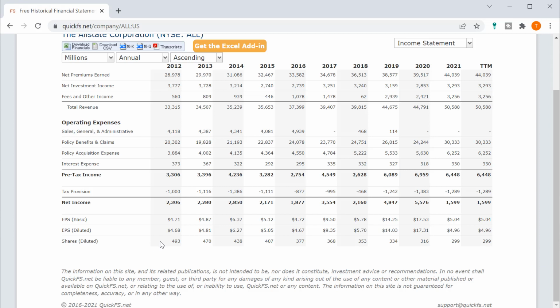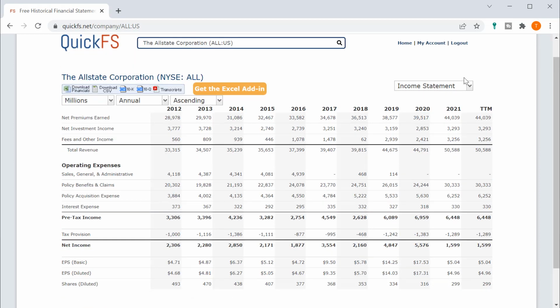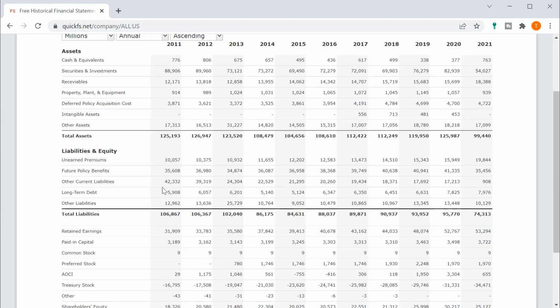The thing that immediately leaps out here is the diluted shares have crashed. It's gone from 493 million shares outstanding diluted to 299. So they've been buying back copious amounts of shares. It looks like they're buying back every year and making a massive dent in this company's share count, which I really, really like to see.